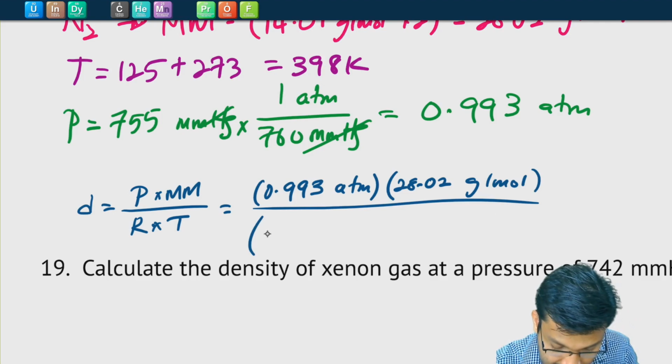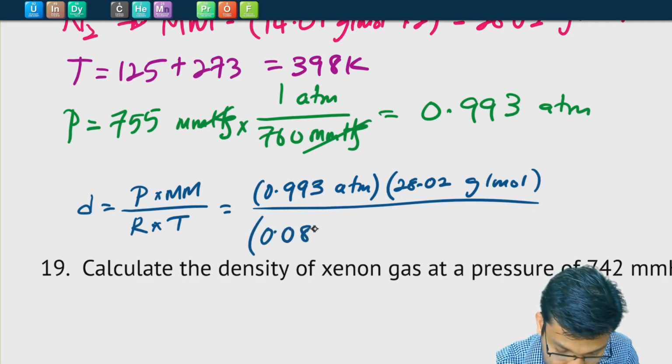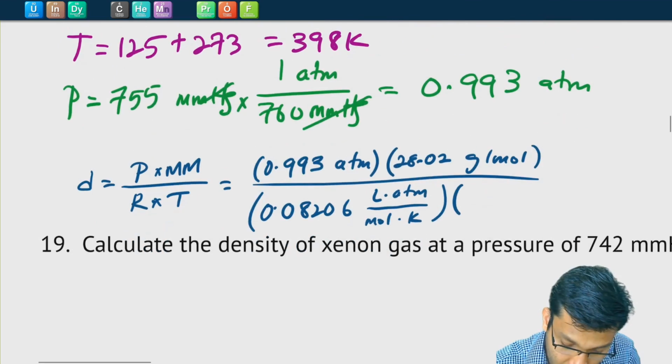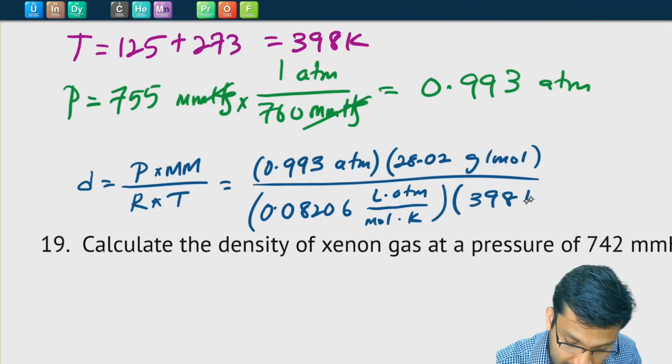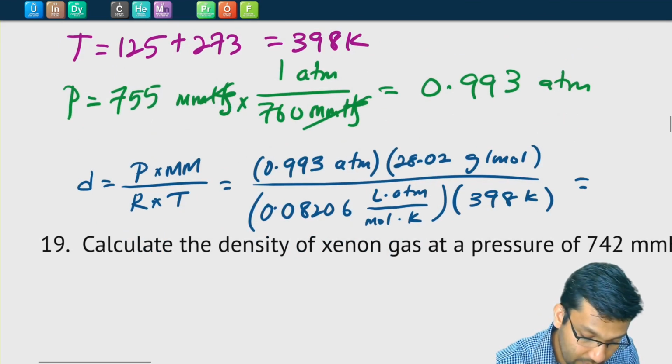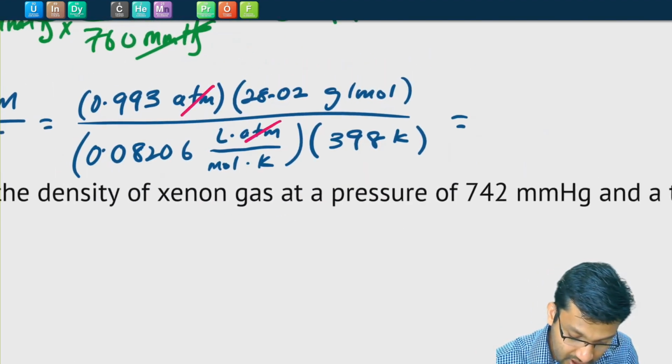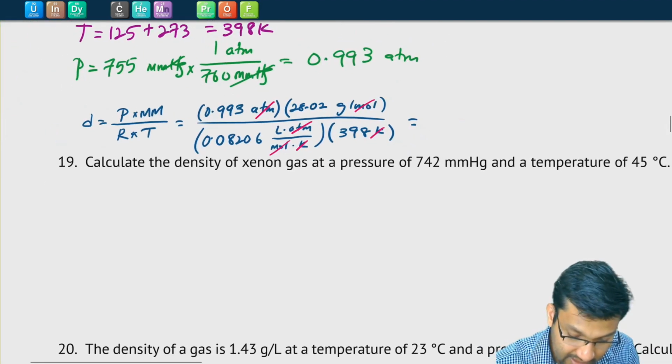R is the ideal gas constant, it's 0.08206 liters times atmospheres divided by moles times Kelvin. And the temperature is 398 Kelvin. All right, let's see what cancels. Atmospheres cancel with atmospheres, moles with moles, Kelvin with Kelvin, and we're left with grams over liters. So that's what our density is going to be in, grams over liters.